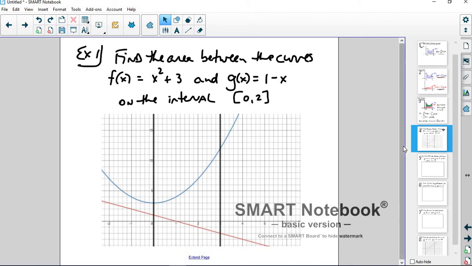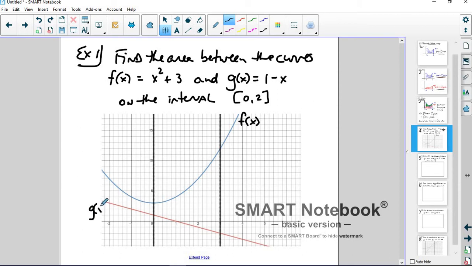So here's what the graph looks like. We've got our parabola function in blue, this is f of x. We've got our linear function in red, this is g of x. And then we've got our bounds here and here with these black dotted lines. So I'm looking for this area. Obviously, it's a funky shape. It's not a geometric area that I can find using one half base times height or something like that.